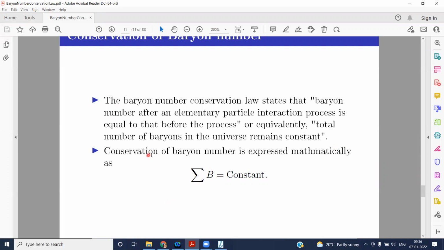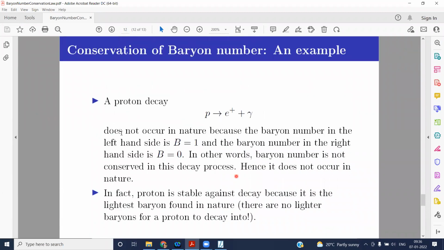So conservation of baryon number is written mathematically as a summation over baryon number. The left-hand side baryon number should be equal to the right-hand side baryon number, that is the mathematical statement. So we say proton decay does not occur in nature because the baryon number on the left-hand side is B equal to 1 and the baryon number on the right-hand side is B equal to 0. So baryon number is not conserved, hence it does not occur in nature.